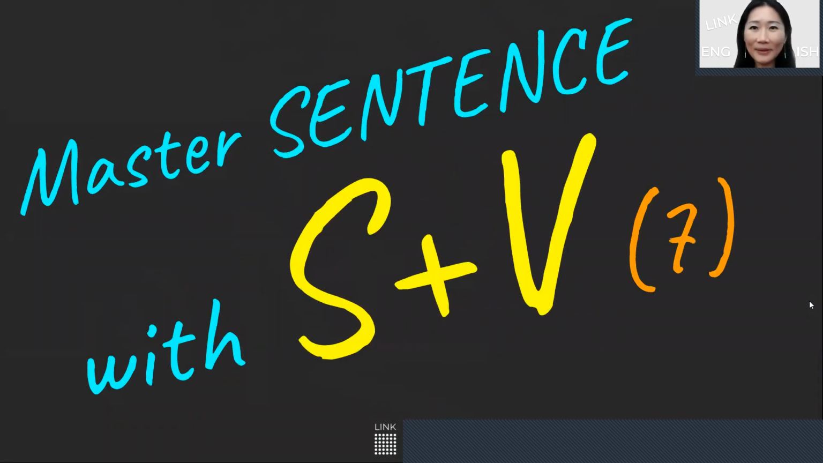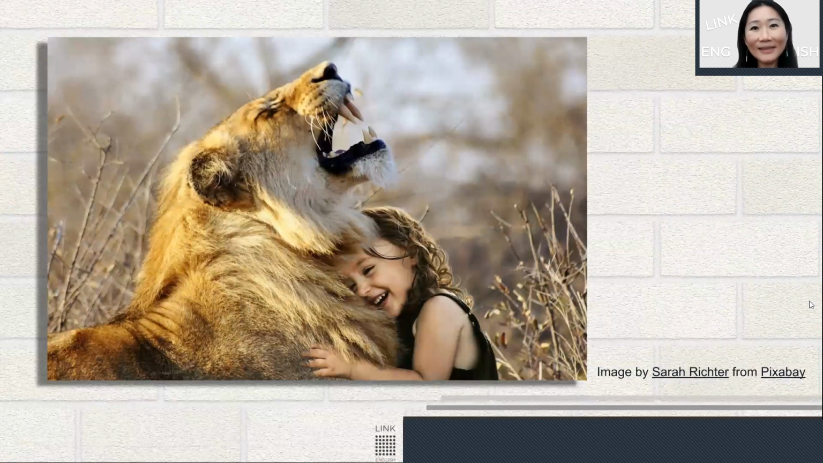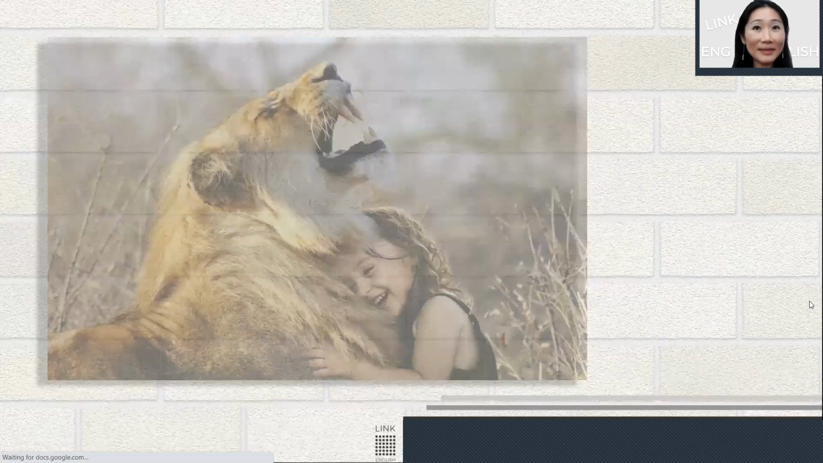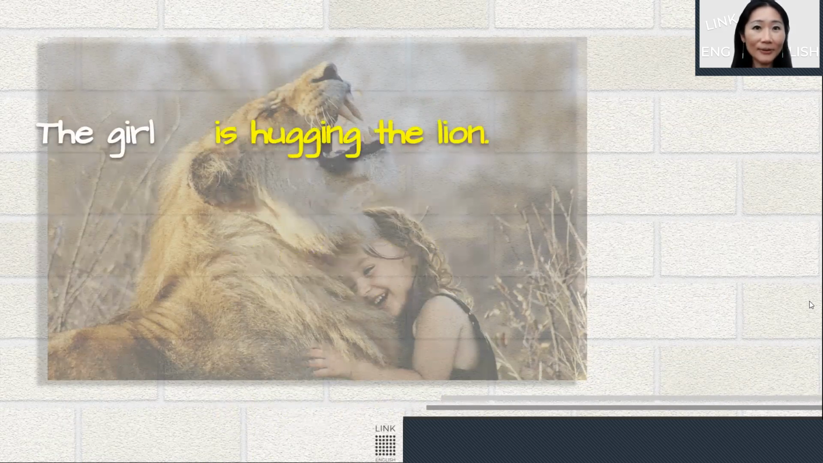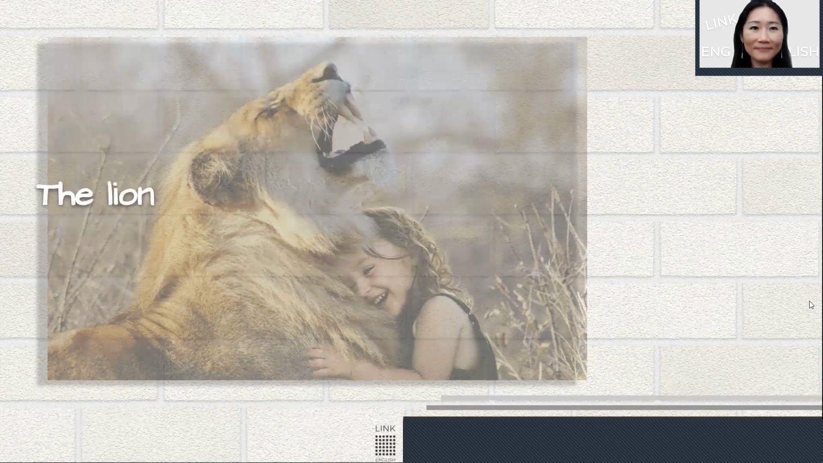Master sentence with SMV7. What are we going to talk about today? Let's look at this interesting picture first. Do you know how to describe this picture? Let me give you some examples. Look, the girl is hugging the lion. The lion looks excited.